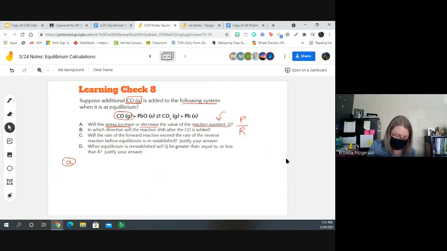It sure is. So we're gonna write that down. CO is a reactant. Cool. Okay. So if I dump in a bunch more of that, what do you think is going to happen to this ratio? We're adding more to the bottom. Do you think it's going to get bigger or smaller? We're going to increase the bottom number. That's going to get bigger. So what's that going to do to the overall number?